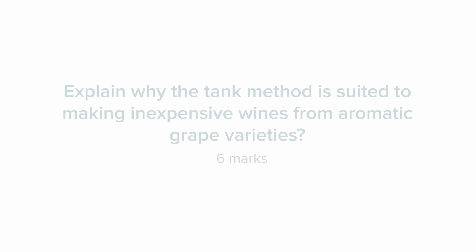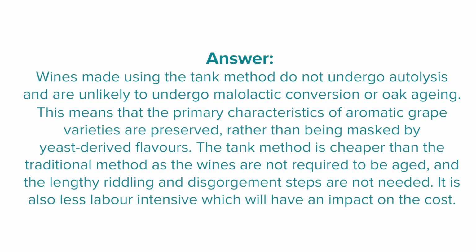So our answer here says, wines made using the tank method do not undergo autolysis and are unlikely to undergo malolactic conversion or oak aging. This means that the primary characteristics of aromatic grape varieties are preserved, rather than being masked by yeast-derived flavours. The tank method is cheaper than the traditional method as the wines are not required to be aged and the lengthy riddling and disgorgement steps are not needed. It is also less labour intensive, which will also have an impact on the cost.